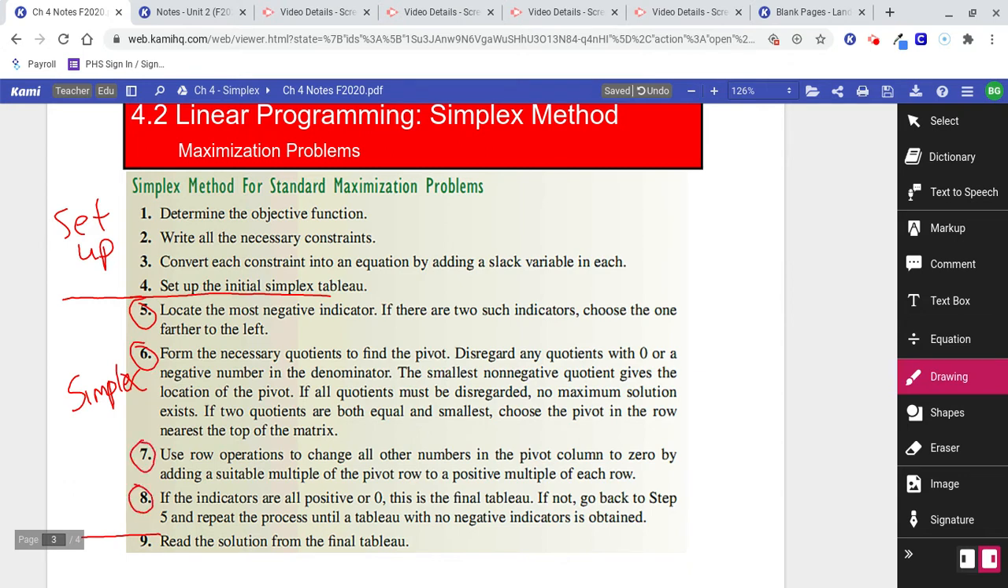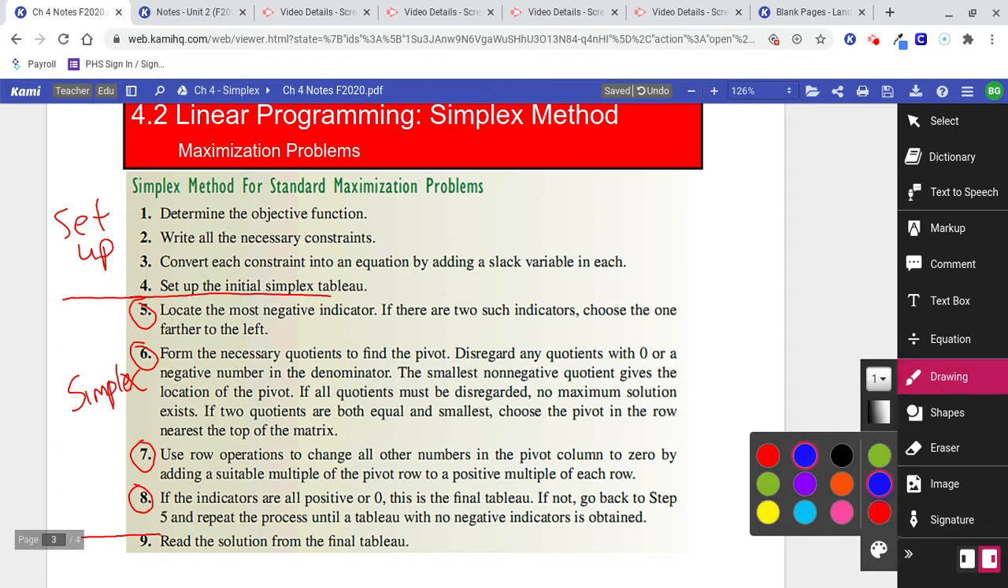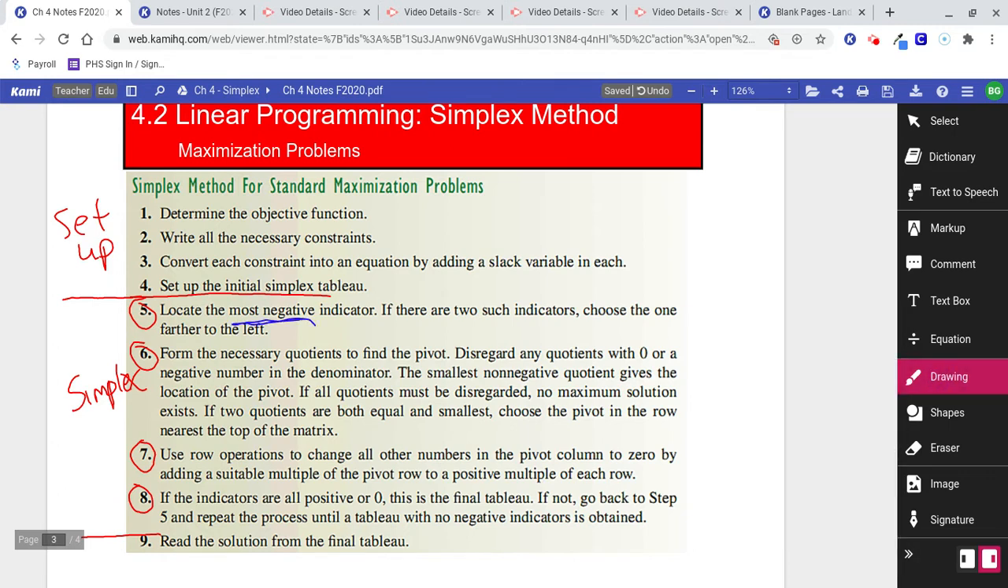Let's go through this, and I'll try to break it down. Step 5 says locate the most negative indicator. If you're looking at a couple of numbers and you see -2, -5, -3, and +4, which one of those numbers is the most negative? -5 is the one I'm talking about. Most negative is a weird, quirky phrase, but it means the one that's farthest away from 0 and negative. If there's a tie, pick the one on the left.